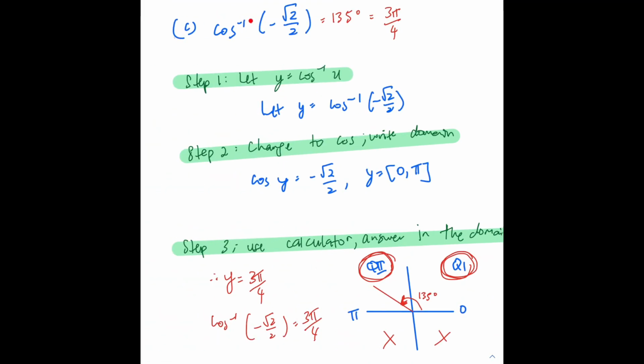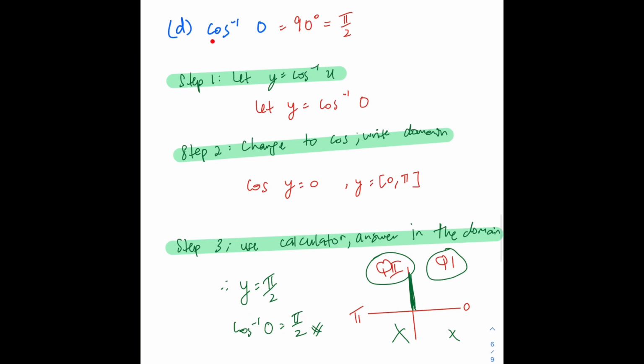Now let's see the value for inverse cos of minus root 2 over 2. If you use a calculator, this is 135 degrees or 3 pi over 4. Now let y be your inverse cos. So cos y is minus root 2 over 2, where your y must be between 0 and pi. When you draw the quadrants, 135 is here in quadrant 2, so we can accept quadrant 2. It is within the domain, therefore the answer is 3 pi over 4.